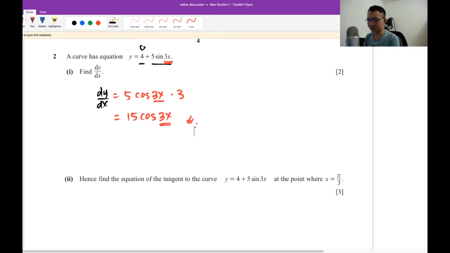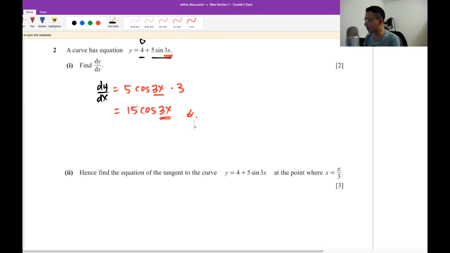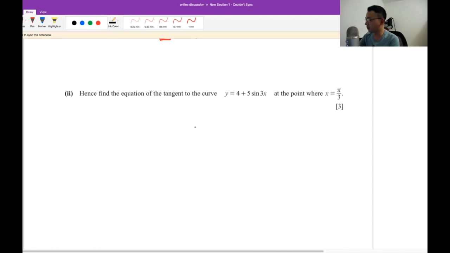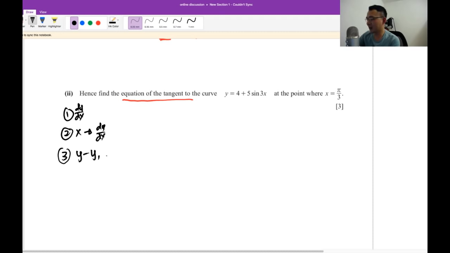Hence, find the equation of the tangent to the curve at this point. Whenever the question asks you to find the equation of tangent, just remember the steps. First step, do the dy/dx. Second step, sub the x value into the dy/dx. And the third step, form the equation y minus y1 equals to m times x minus x1. Always do these three steps, you can easily get the equation of tangent.